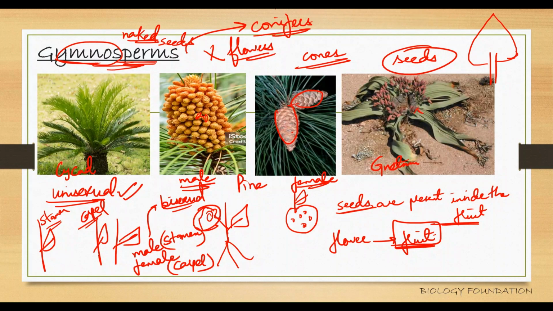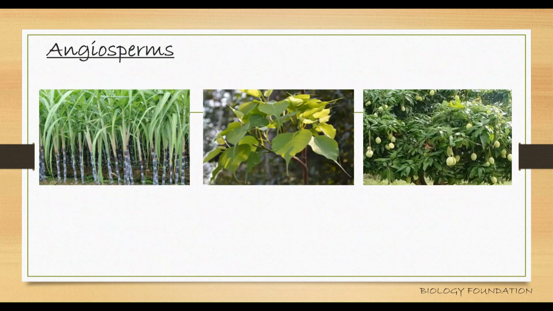And here, are seeds present inside the fruit? No, that's not the case. Seeds are not present inside the fruit. They are naked seeds. That means seeds are exposed outside. Therefore, they are called gymnosperms. Gymnosperm means naked seeds. Seeds are not enclosed within a fruit. And the reproductive structures here are basically the cones, not your flowers. Flower-like structures, that is cones, are present in gymnosperms.